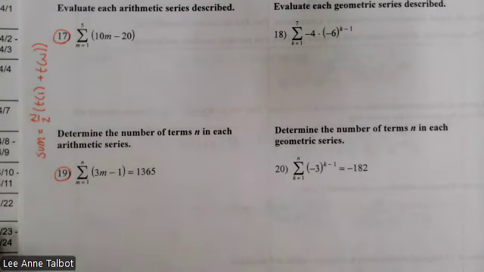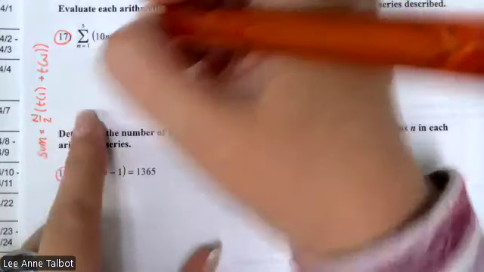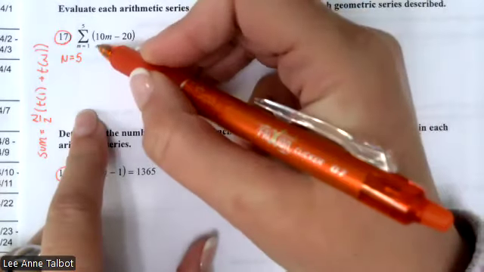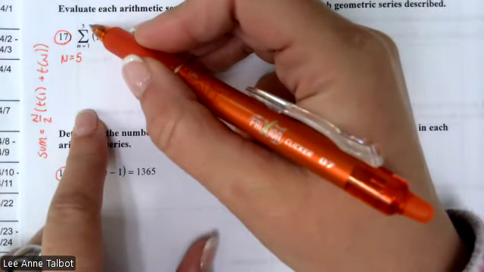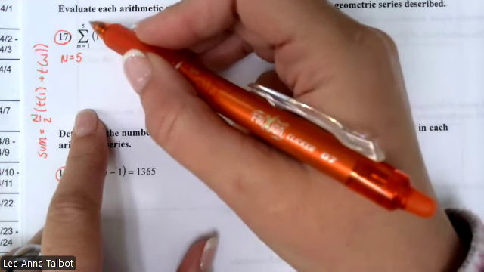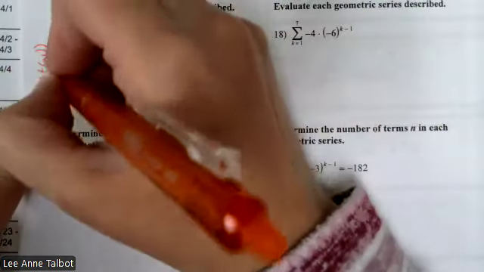But I figured, it's been a minute. Okay, so for this one, n is 5. I can tell because it starts at 1 and ends at 5, and there are 5 numbers between 1 and 5, including 1.